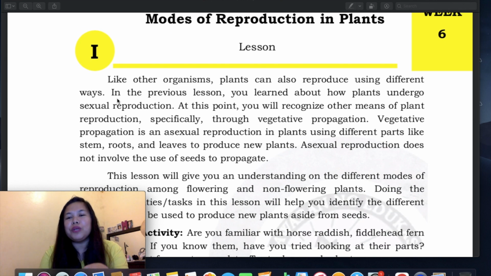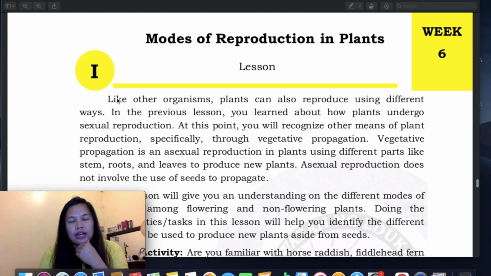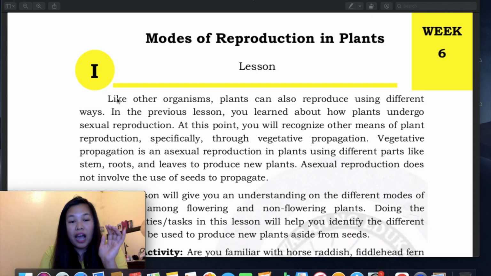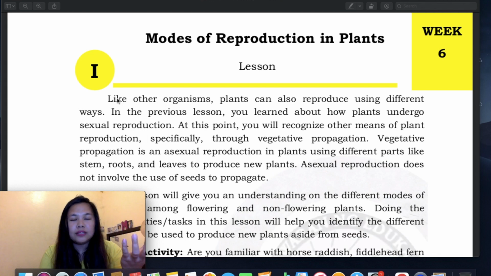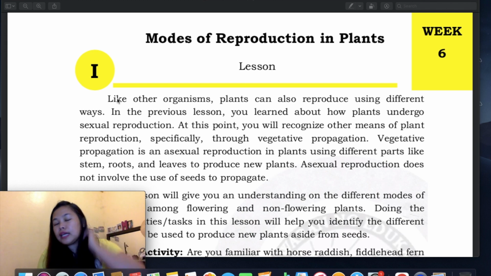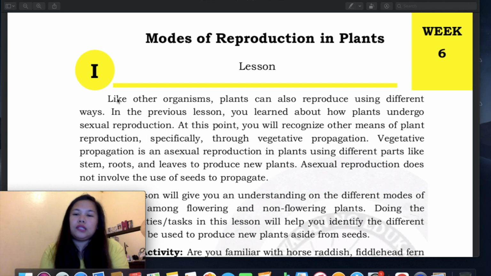At this point, you will recognize other means of plants reproduction, specifically through vegetative propagation. So, ito naman ay meron ito sa agriculture. Paano magpaparami ng isang variety of plant, just like sa Oryza sativa, sa rice po yan. Yan yung scientific name ng palay, Oryza sativa.